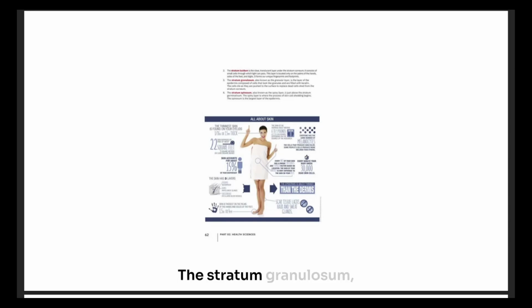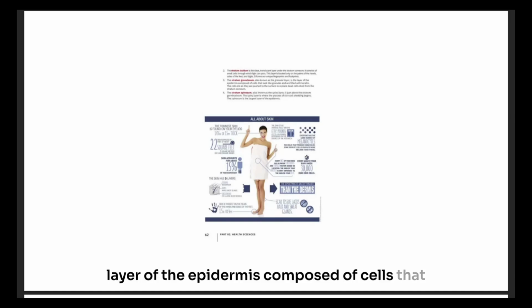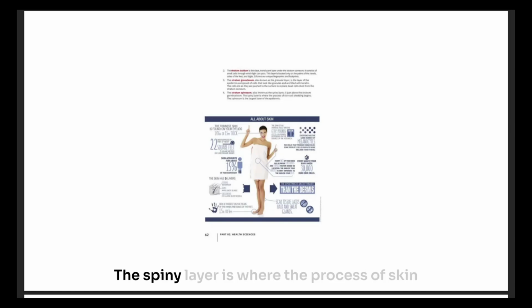The stratum granulosum, also known as the granular layer, is the layer of the epidermis composed of cells that look like granules and are filled with keratin. The cells die as they are pushed to the surface to replace dead cells shed from the stratum corneum. The stratum spinosum, also known as the spiny layer, is just above the stratum germinativum. The spiny layer is where the process of skin cells shedding begins. The spinosum is the largest layer of the epidermis.